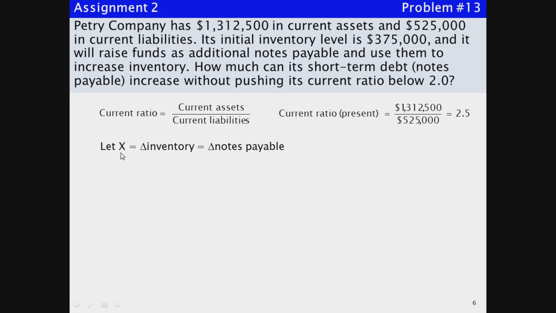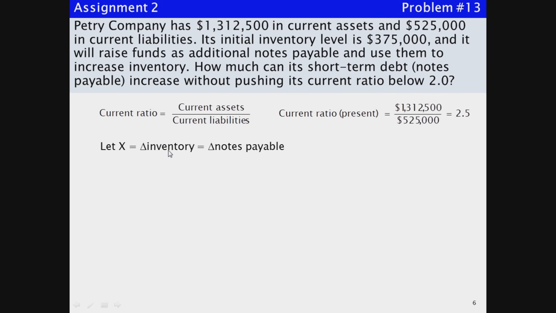Okay, let's define X as the increase in inventory. And since the inventory is going to be financed with notes payable, it's also equal to the increase in notes payable. They have to be equal increases, because we were told it will raise funds as additional notes payable and use them to increase inventory. So whatever notes payable increases, inventory increases. We're going to call that variable X.